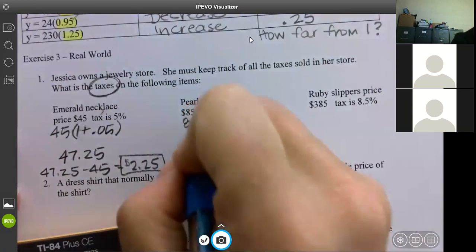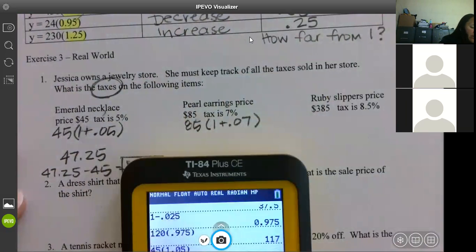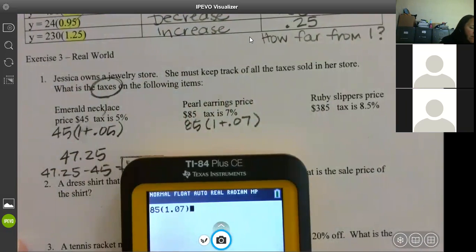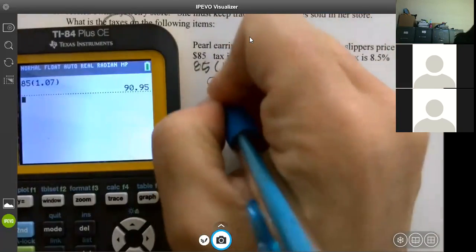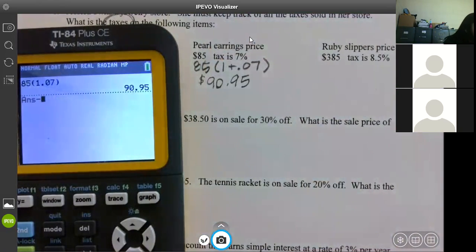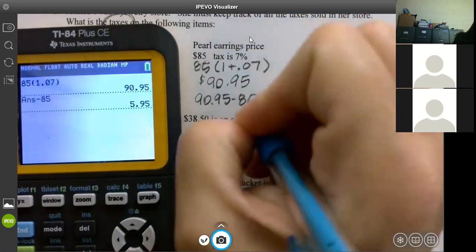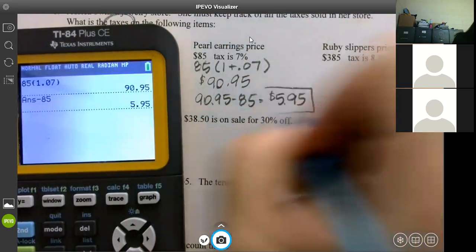85 times 1 plus 0.07. You can go ahead and put it in your calculator like that, or you can use the multiplier 1.07. What do we get? But how do I just get the tax? Subtract what? 85. 90.95 minus 85 gives us $5.95.